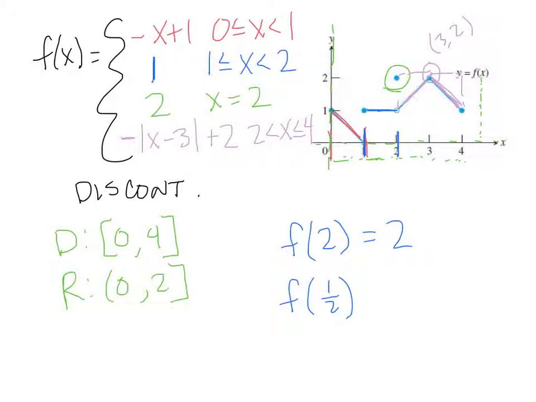Now, okay, where does 1/2 fit? 1/2 fits in that first function. So we would say, okay, well, that's going to be -1/2 plus 1, which is 1/2. So there you can see why it's important to have those domains listed for each part of your piecewise function so you know which part of the function applies for which evaluation you're trying to do.